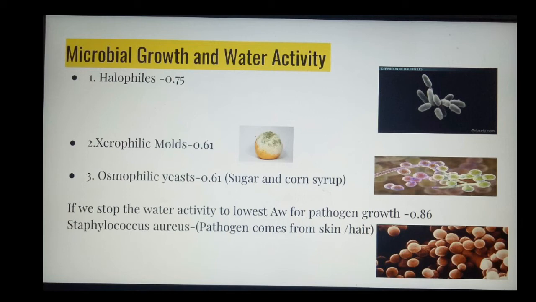There are certain microorganisms called Staphylococcus aureus. This is a pathogen which comes from the skin and hair. It grows almost well at a water activity of 0.86.